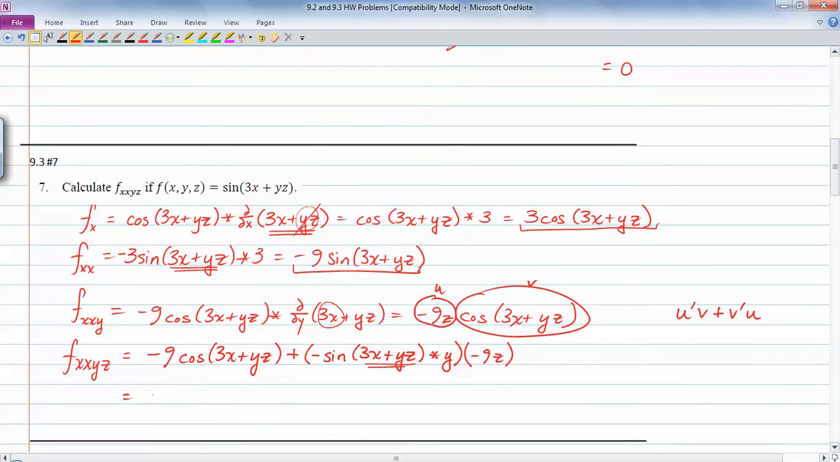So if we simplify it a little bit, we get negative 9 cos 3x plus yz, and then the negative negative turns into a plus, and then we'll throw the 9yz in front, sine of 3x plus yz. So there it is. And you should get that regardless of the order that you take the derivatives, with respect to whichever variables. You can do them in whatever order you want there. Okay, so let's take a look at the next one.